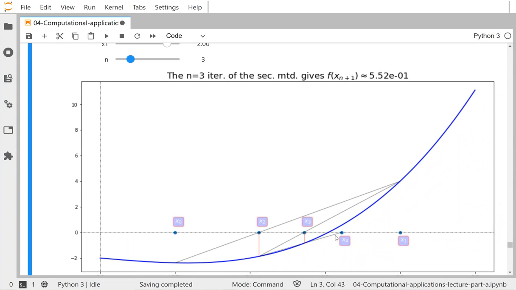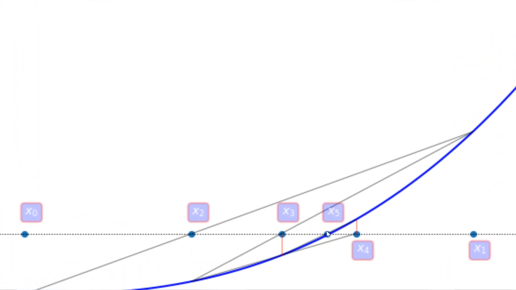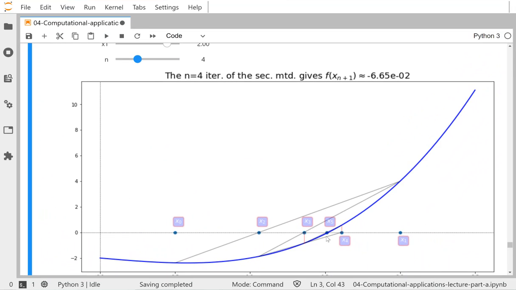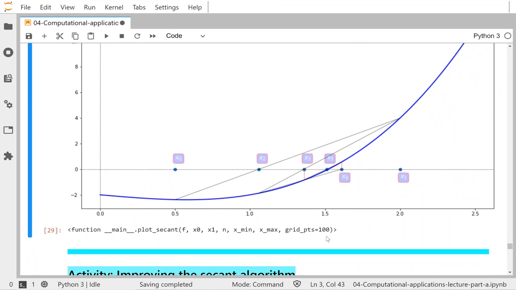But then that produced x4, and now this will produce a function value up here, and the x3 function value here, and there will be a new line that's produced, and that's x5, is that root, and that looks spot on. That looks like a great approximation of the root. So that's pretty much it.